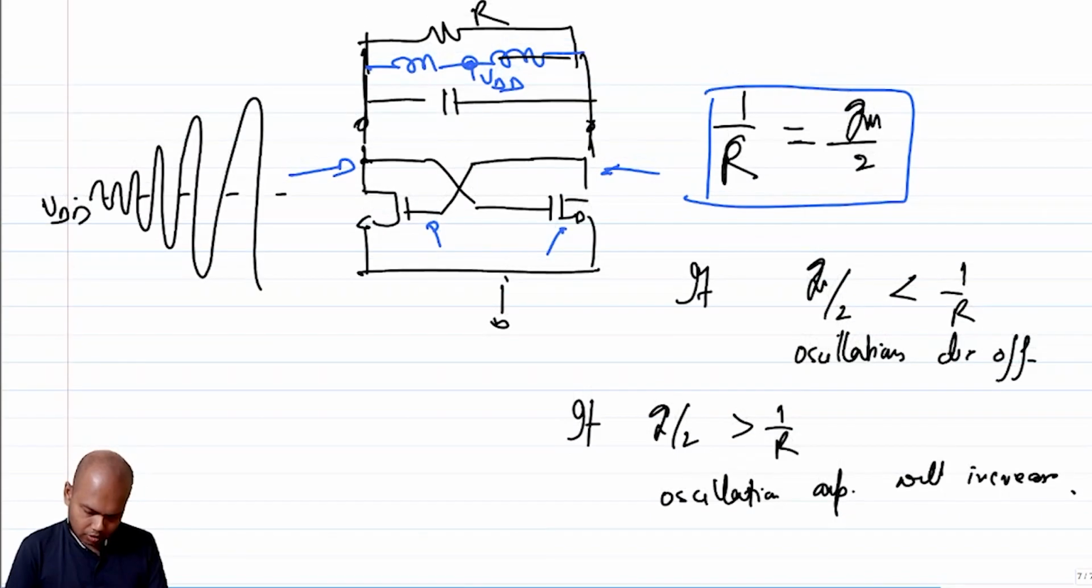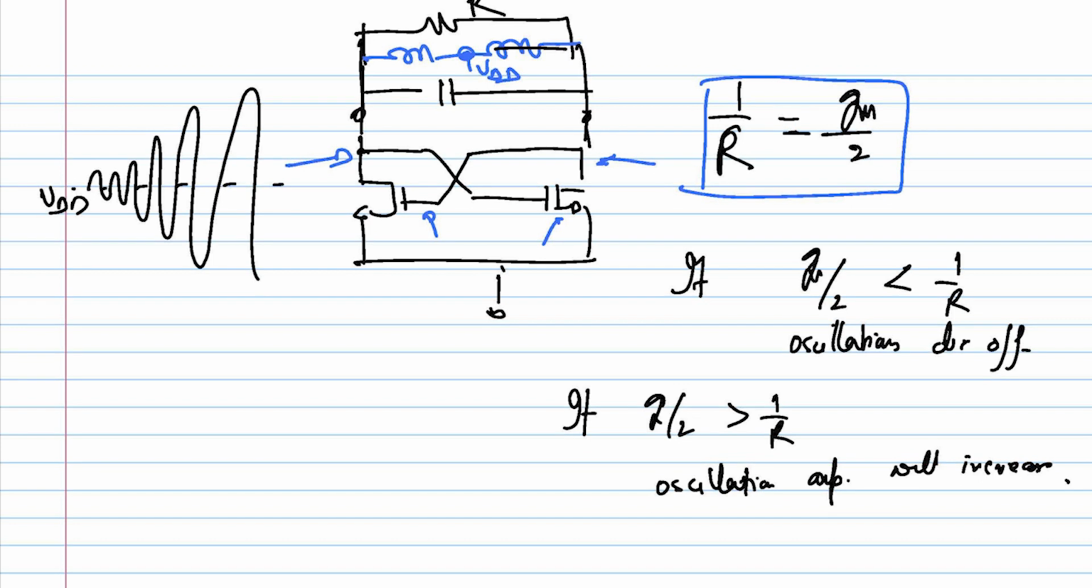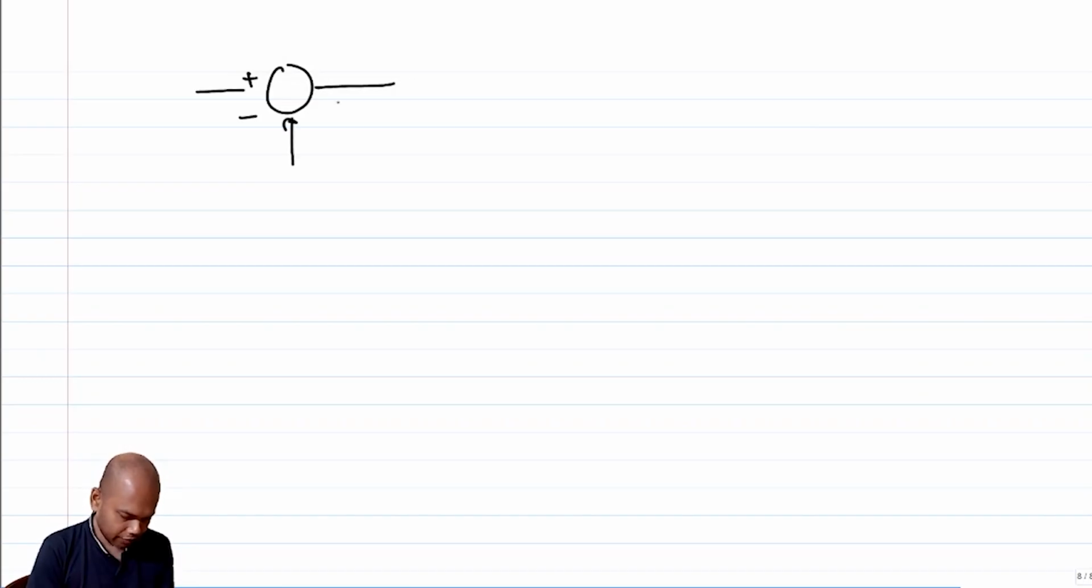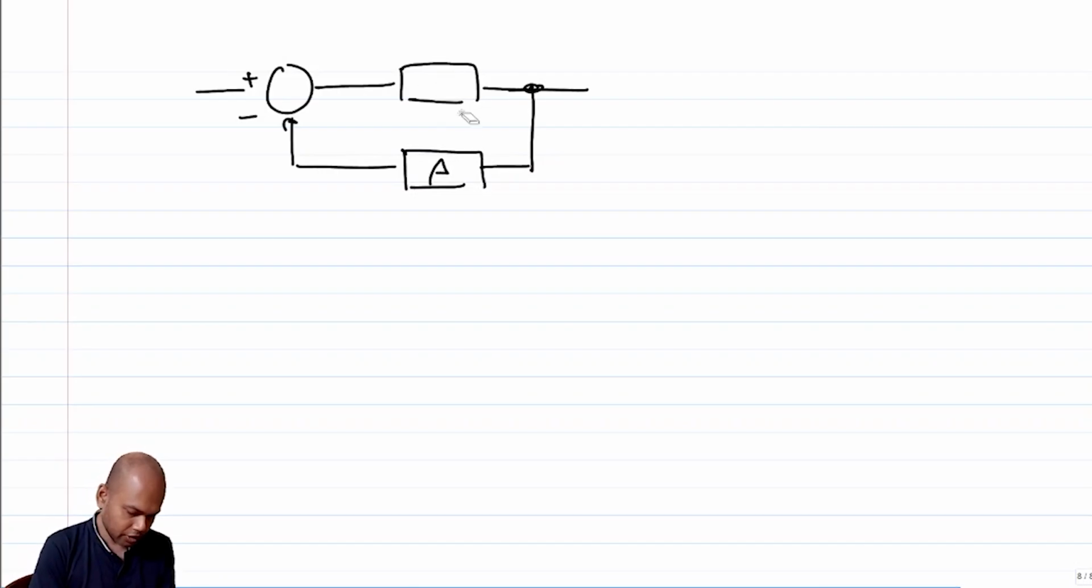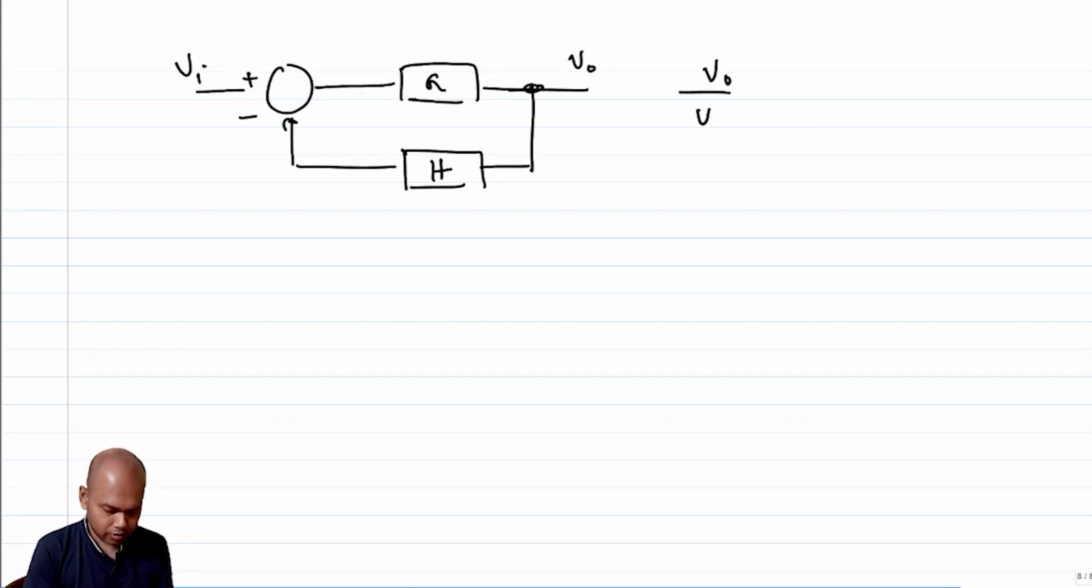Okay. So there is another way of evaluating this condition for oscillation, and that is from a control theory standpoint, and that is as follows. I'm sure you have seen this in your control theory courses. Let's say I have a negative feedback loop with a forward path gain of G and a feedback path gain of H, right? So what is Vo over Vi? This is G by 1 plus GH.